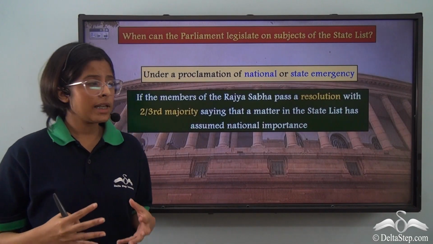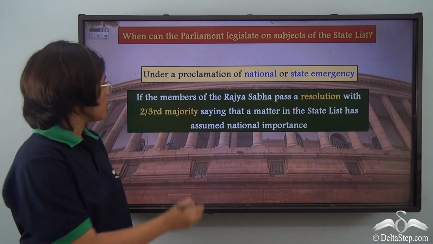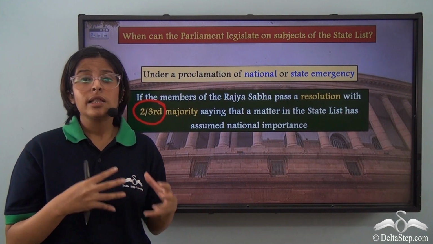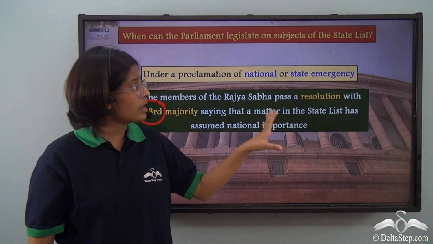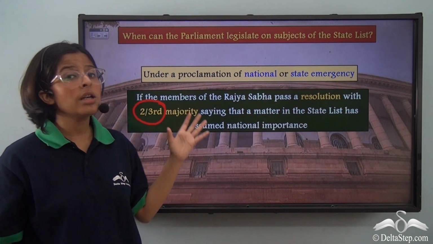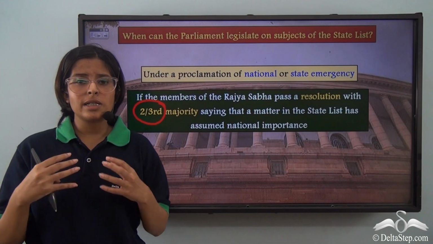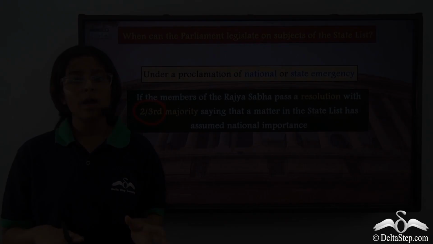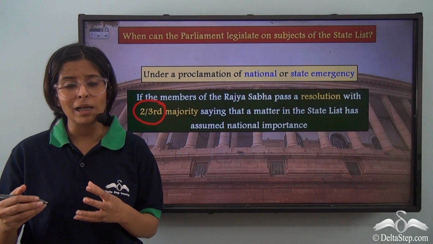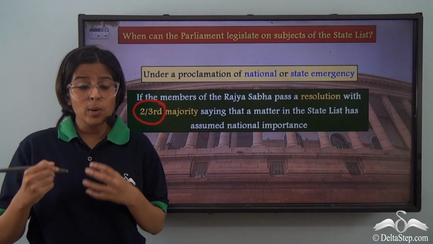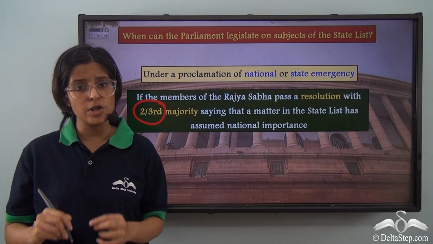The second point is that if the members of the Rajya Sabha pass a resolution with 2/3 majority, this majority is a special majority, saying that the matter in the state list has assumed national importance. Then the parliament can legislate on a subject under the state list. But a law that has been made in this process will not become a permanent law. It will become a temporary law which will have a validity of 1 year.